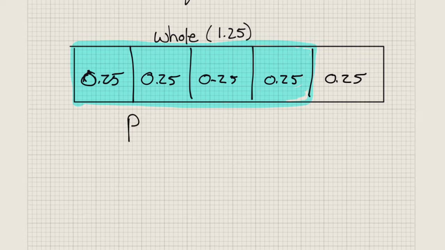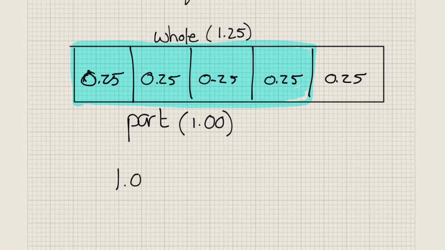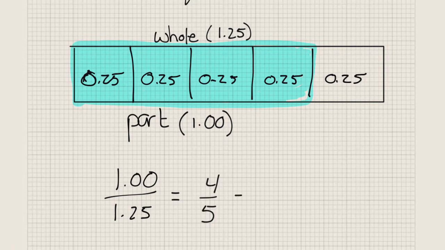So I have the part, which is 1.00. How much of the whole is that? Yeah, 4/5. Okay, so really 1.00 over 1.25 is equivalent to 4/5. What percent would that be if I were to set this equal to something over 100? It'd be 80%.